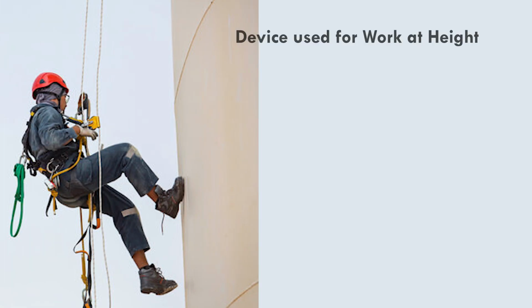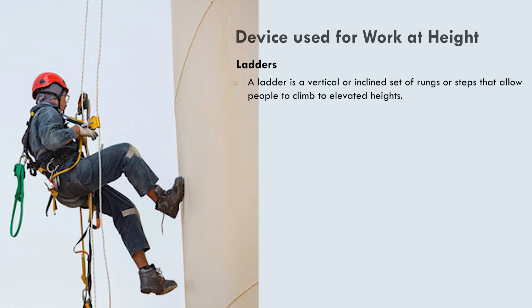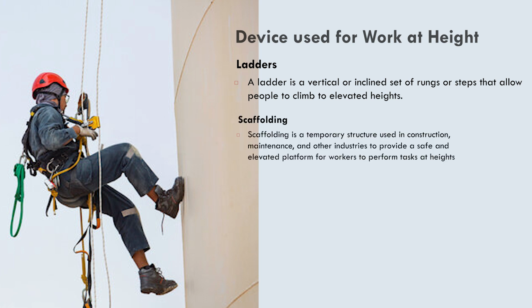Now, we discuss devices used for work at height. First, we discuss the ladder. A ladder is a vertical or inclined set of rungs or steps that allow people to climb to elevated height. Second device is scaffolding. Scaffolding is a temporary structure that is used in construction, maintenance or other industries to provide a safe and elevated platform for workers to perform their tasks at height.